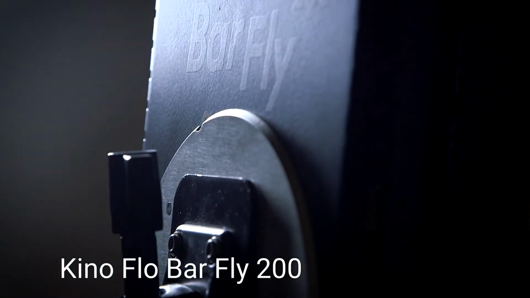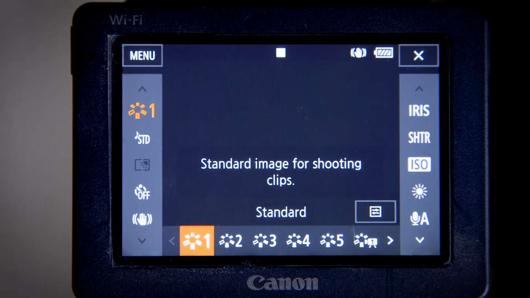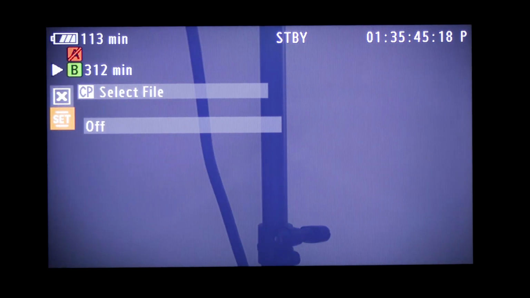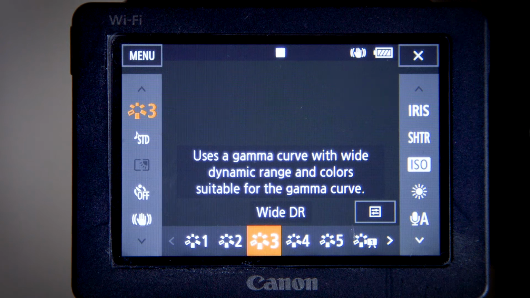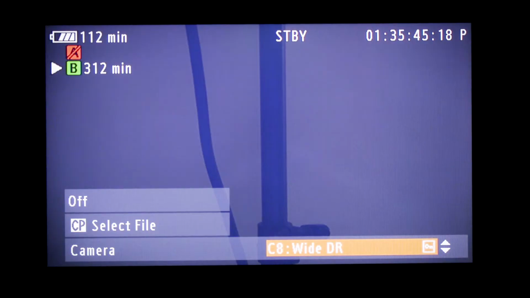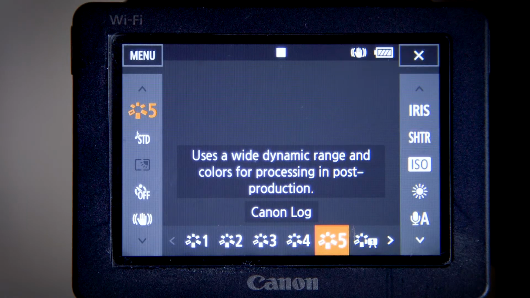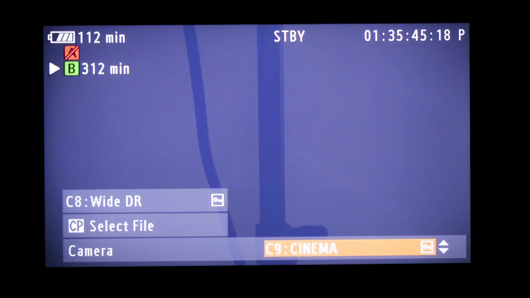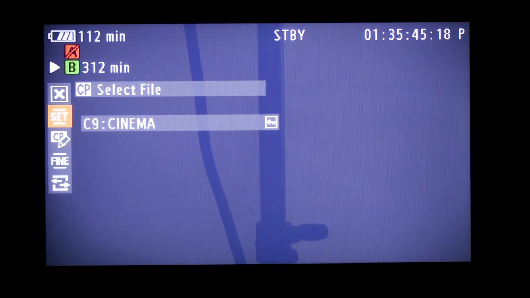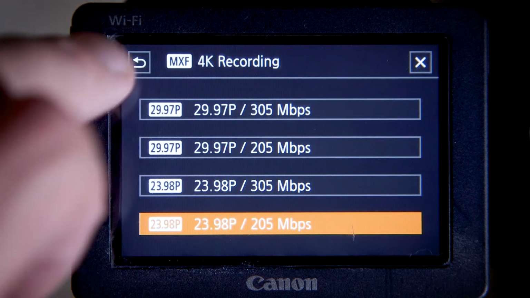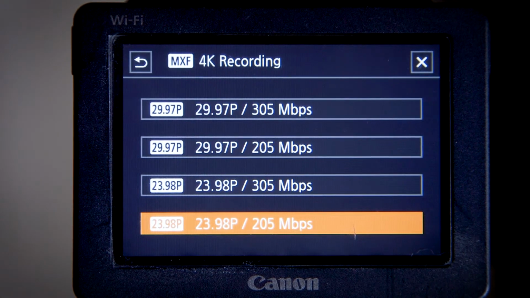There are a lot of custom picture settings, which is the gamma, and for this test I decided to just do number 1 on the XC10, and then I just turned it off on the C100, and then I put them both on wide dynamic range, and I shot them both in their cinema C-Log mode. But then I also went through and did it again, but did 4K for the XC10, and obviously just still HD for the C100, so we can do a comparison of the two.